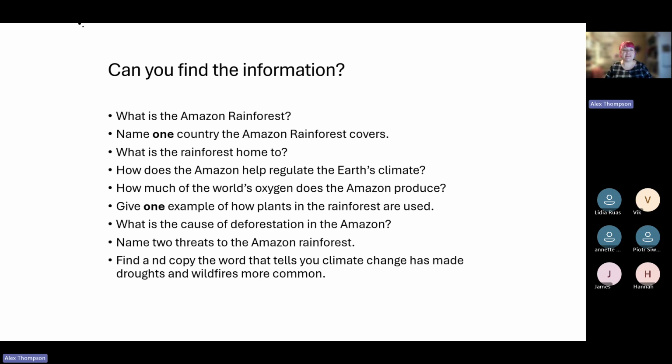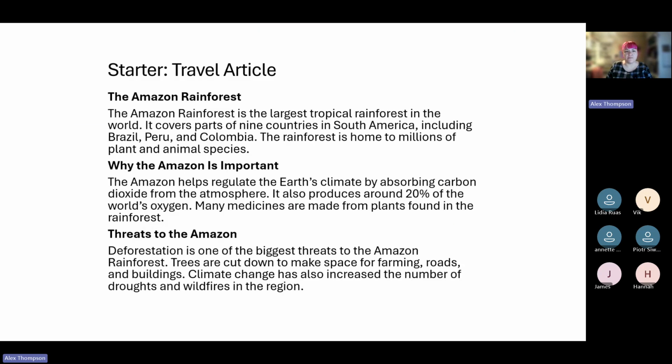Okay, we look at this last question. Find and copy the word that tells you climate change has made droughts and wildfires more common. Okay. I am going to use a bit of my own common sense on this. Something that is made more common, more frequent, has increased. Okay, these are all similar terms for the same thing. That's the kind of thing that I'm looking for. Climate change has also increased the number of droughts and wildfires. So what specific word are we looking for? We are looking for the word increased.